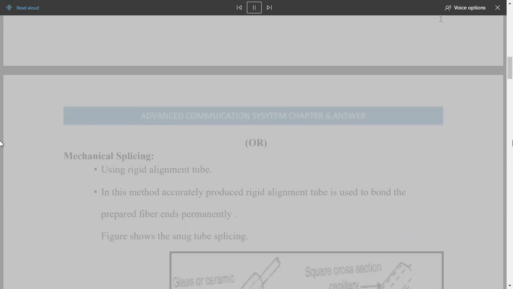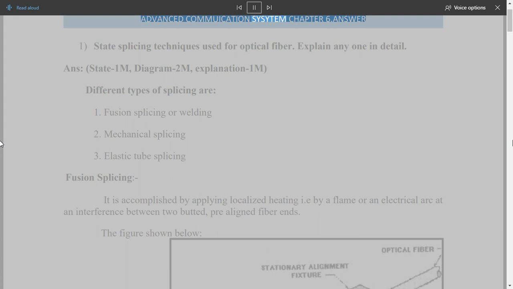Advanced Communication System, Chapter 6. Question 1. State splicing techniques used for optical fiber. Explain any one in detail. Answer: State 1 mark, diagram 2 marks, explanation 1 mark.